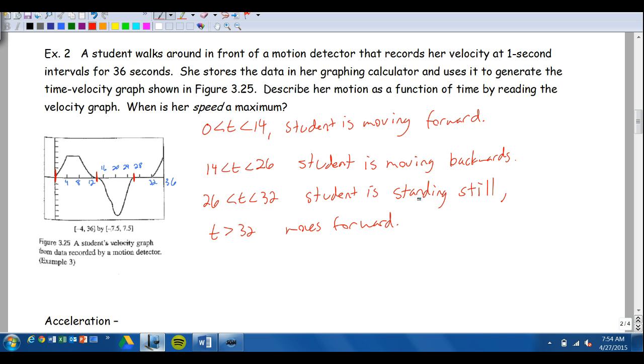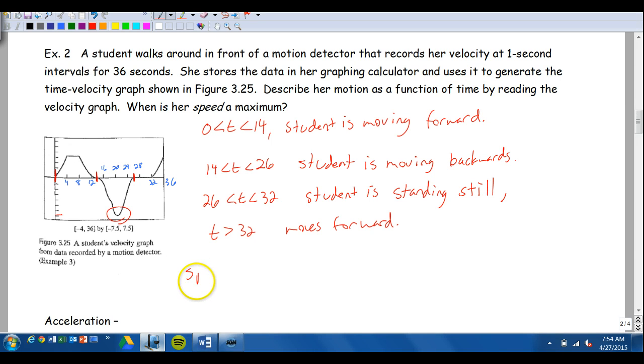Now it says, when is her speed a maximum? Remember, speed does not matter about which way you are going. So really I'm looking on this chart and figuring out where the highest or lowest point on the curve is. And if you guys notice, it should be at about 20 seconds. It looks like it's at -7, which means the speed's 7. Whatever the units are here, feet per second or meters per second, probably feet per second.